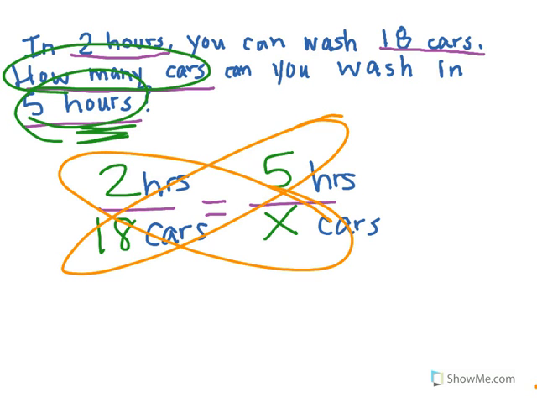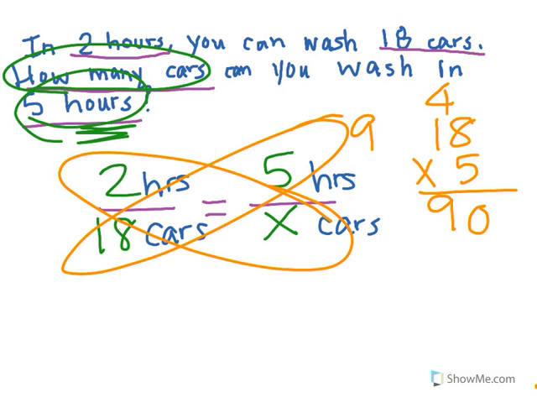And off to the side, I'm going to write that 18 times 5 is, carry the 4, 5 times 1 is 5, plus 4 is 90. So the cross product of 18 and 5 is 90, and this is just 2x. And now I've got 2x, bring down my equal sign, is equal to 90.